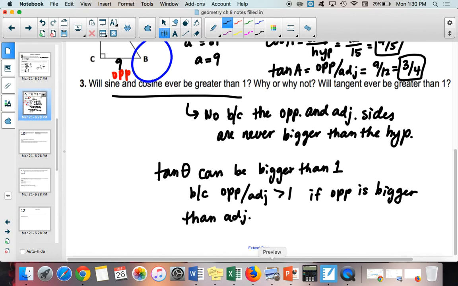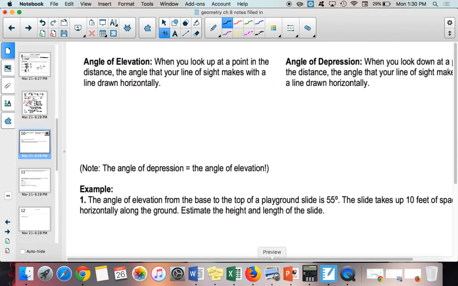Can it ever be equal to 1? Yeah, if you have an isosceles right triangle. These are all right triangles, right? So he's saying if we have an isosceles right triangle and opposite and adjacent are the same, then we're good. So Koki said, well, yeah, if it's 45 degrees, right? That's an isosceles right triangle. Then yeah, tangent could equal 1. You guys are using your noggins. I love it.